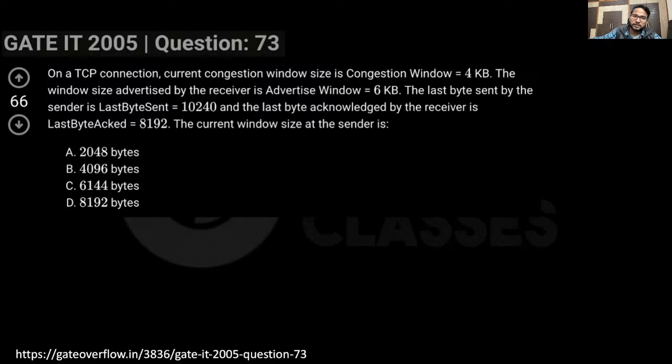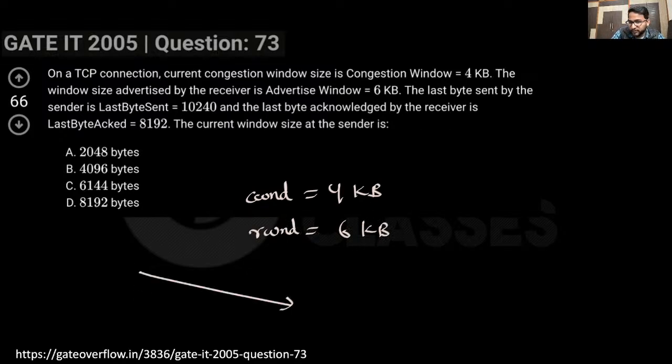On a TCP connection, the current congestion window size is given. They are saying the congestion window is 4 KB. The window size advertised by the receiver is 6 KB. The last byte sent by the sender is 10240. So the sender has just finished sending. You don't know the start byte, but you know the last byte, which means the ACK will be 10240 plus 1.